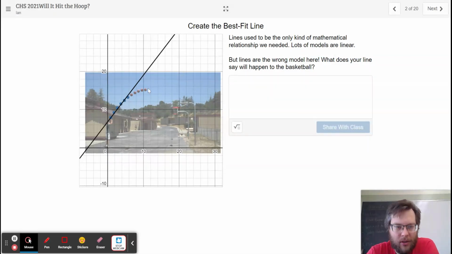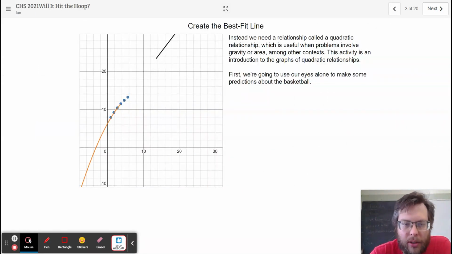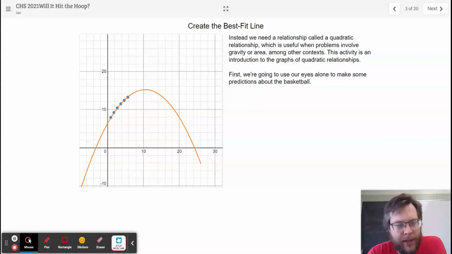The basketball starts to go back down. And so the line is wrong because it goes up at a constant rate, and we need something that goes up and then starts going back down. As we move here, we're going to learn about a new curve, not a line, and it's called a parabola. So the word quadratic is technically what we use for the equation, and the word parabola is what we use for the graph. You can pretty much just change them back and forth. So parabola, quadratic, those are pretty much the same thing.